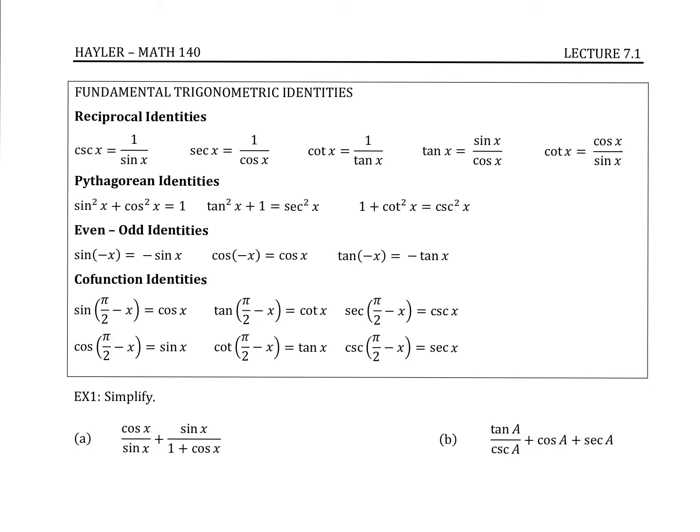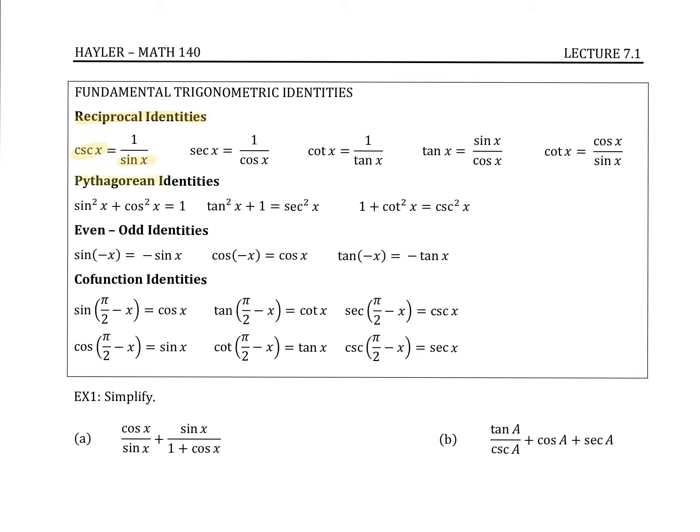Welcome to lecture 7.1. So, we're taking a look at fundamental trigonometric identities. These are going to be important formulas to know and have memorized. The first ones are the reciprocal identities, and these are pretty much ones we've been working with for a good long time now. Basically, cosecant is equal to 1 over sine of x, and so on. So these are all the reciprocals.